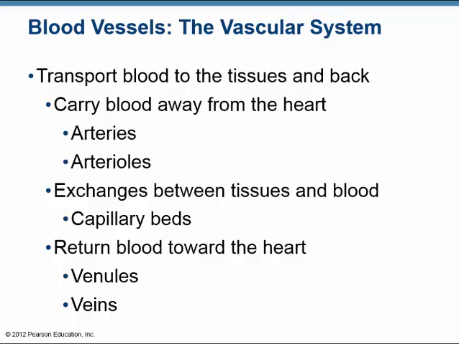And from the capillaries we go into the venous drainage, where the smallest veins, called venules, collect the blood from capillary beds and drain into veins. So veins carry blood back to the heart.